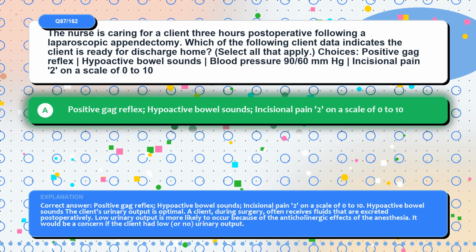Hypoactive bowel sounds, the client's urinary output is optimal. A client, during surgery, often receives fluids that are excreted postoperatively. Low urinary output is more likely to occur because of the anticholinergic effects of the anesthesia. It would be a concern if the client had low or no urinary output.